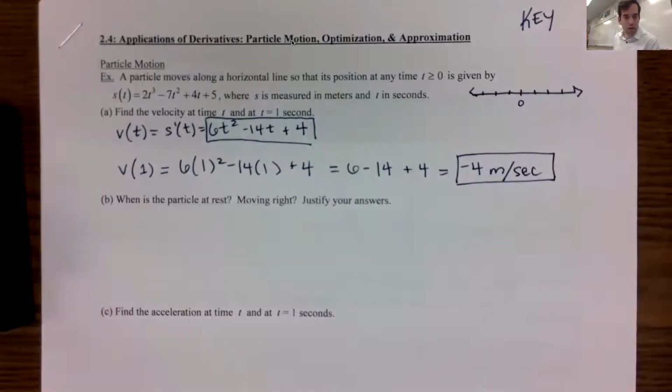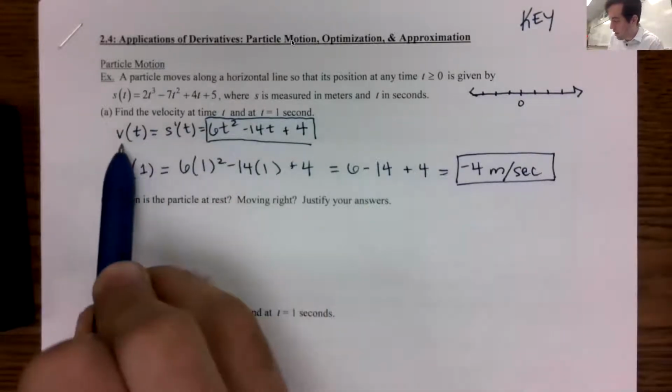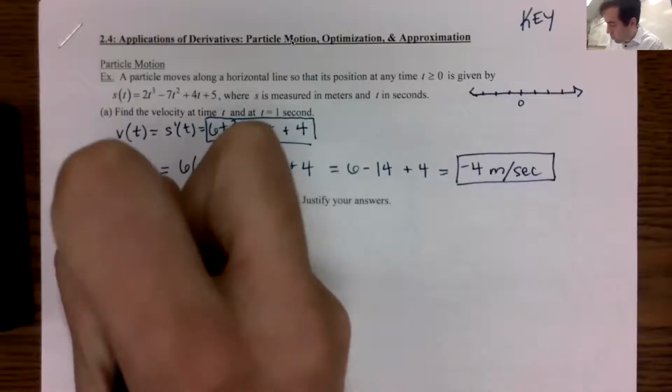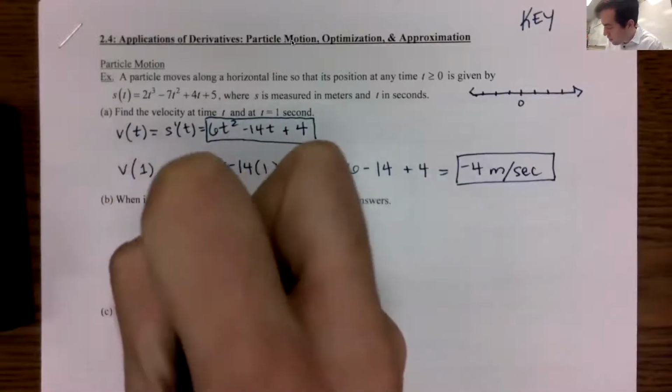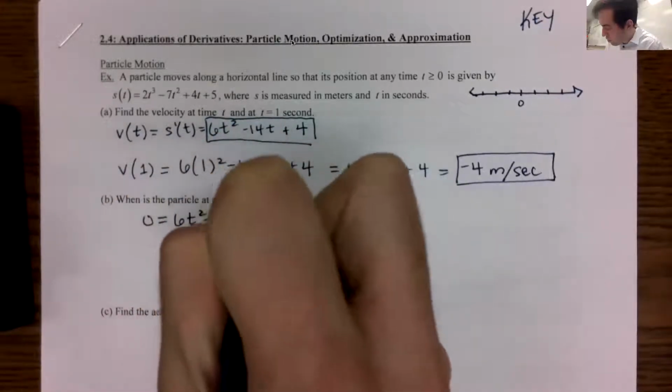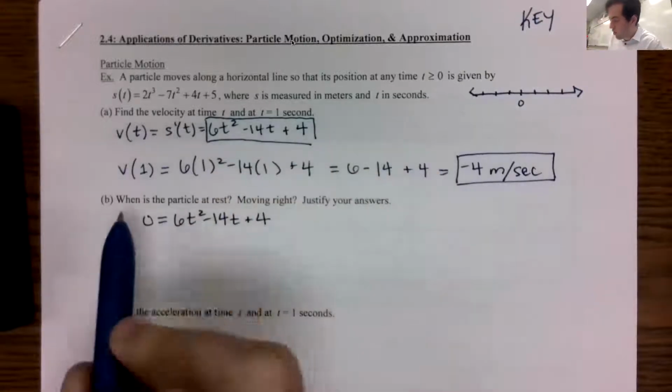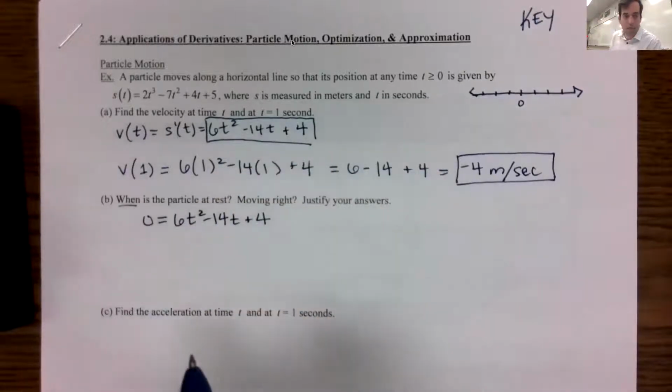Letter B, when is the particle at rest? Moving right, justify your answers. So first off, if we're at rest, it means that the velocity is 0, right? If you're not moving, you don't have any speed or velocity. So we can set that velocity function equal to 0 and try to solve for t. Because we want to know when. So we want to know what t's or what time is this particle at rest.